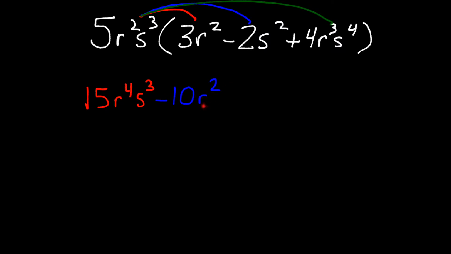I've got minus 10r squared, and now I look at the s's. I have s cubed times s squared. 3 plus 2 gives me 5, so I end up with s to the 5th. And my second term in this polynomial we're creating is negative 10r squared s to the 5th.